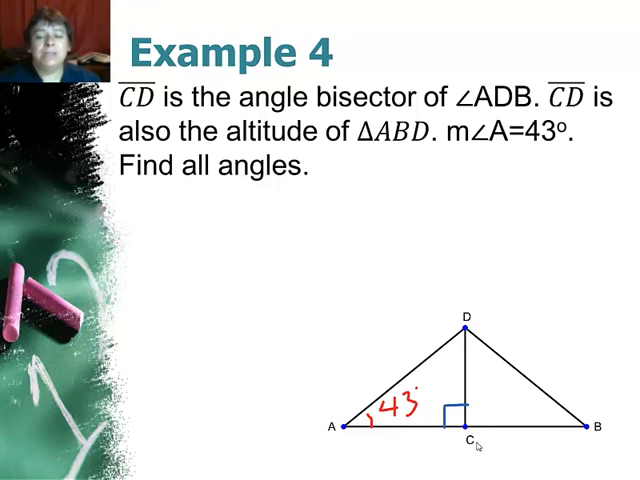Altitude means that this is a 90-degree angle. So I have 43 degrees and a 90-degree angle. I could find this angle. What I'm trying to do is find all of the angles. So let's start with this one.